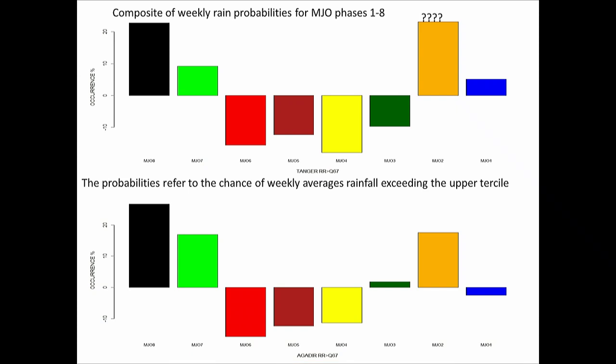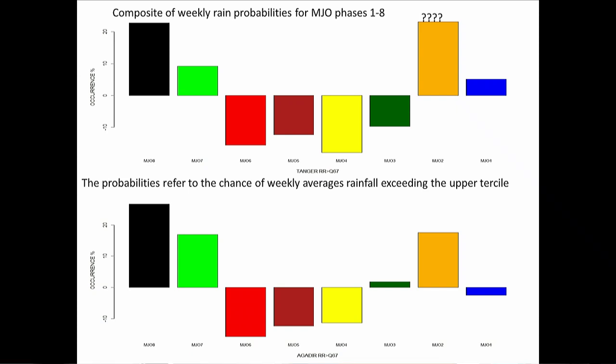Here is the main plot of our first result: how rainfall in Tangiers, the extreme north of Morocco, measured from rain gauges from 1985 to 2014, relates to the MJO in different phases. We see here that in phase eight, the occurrence probability increases for precipitation that exceeds the upper tercile.